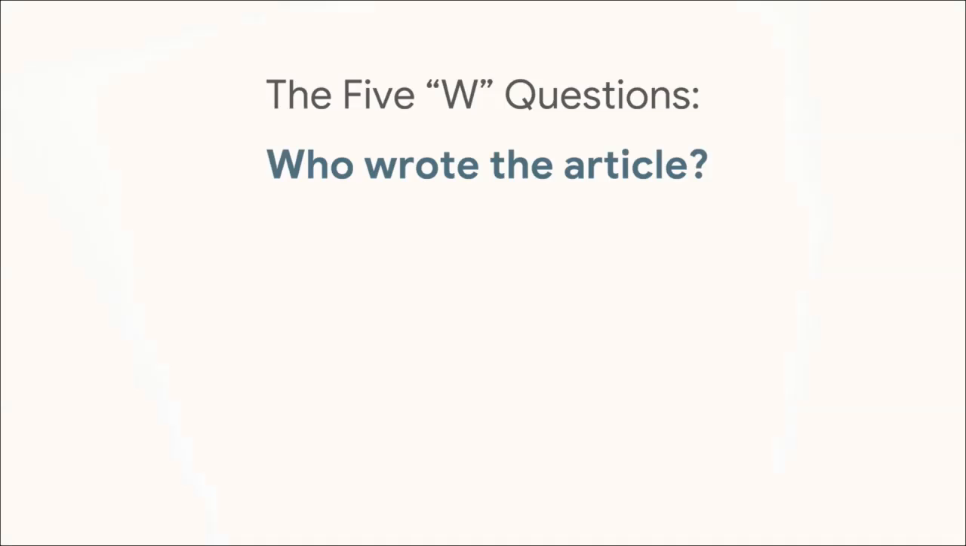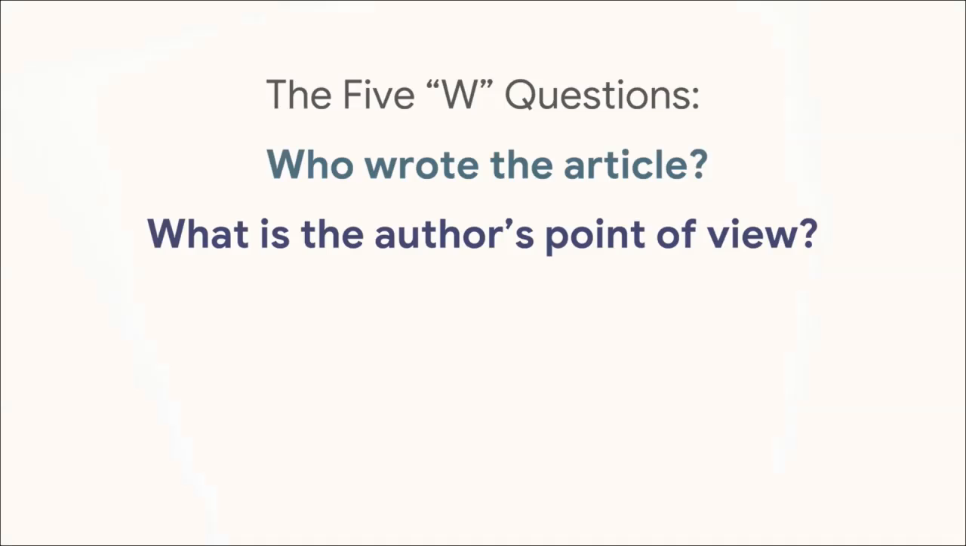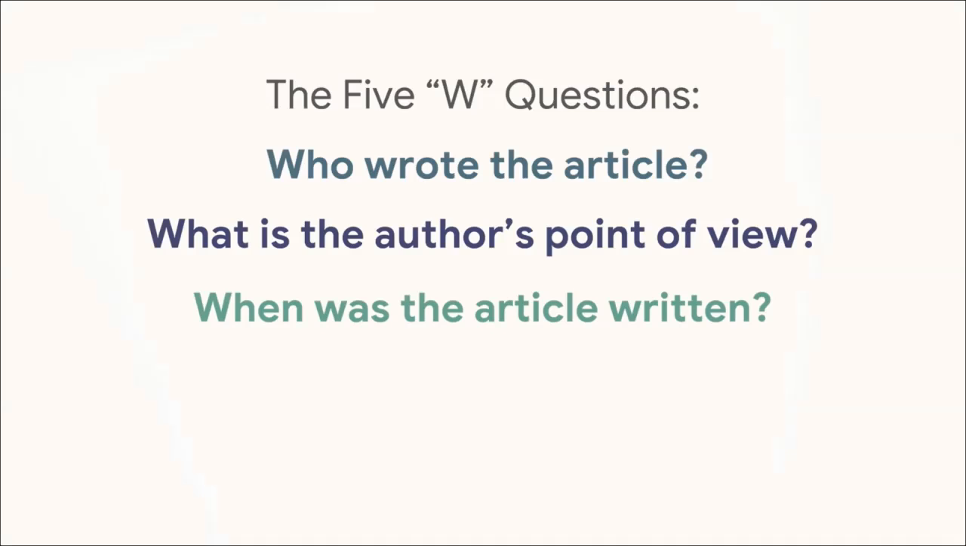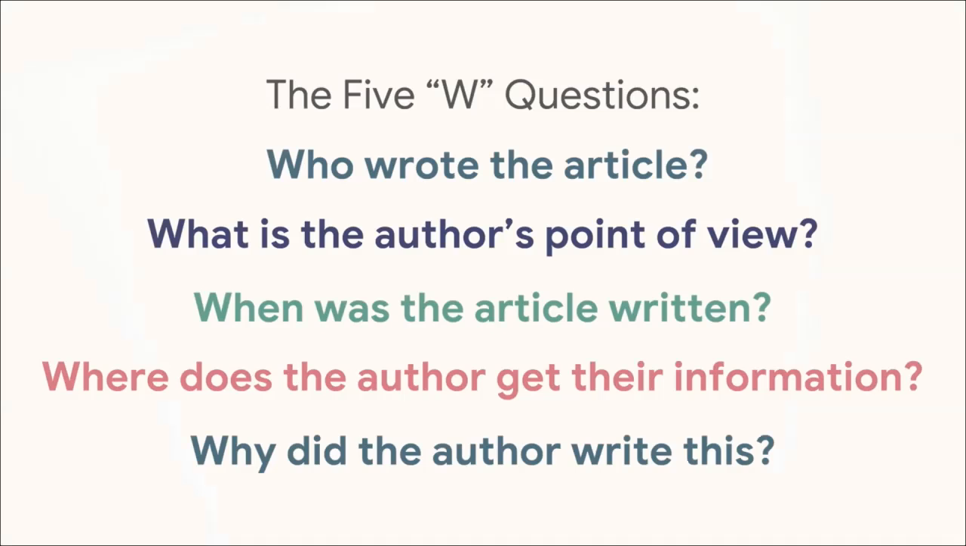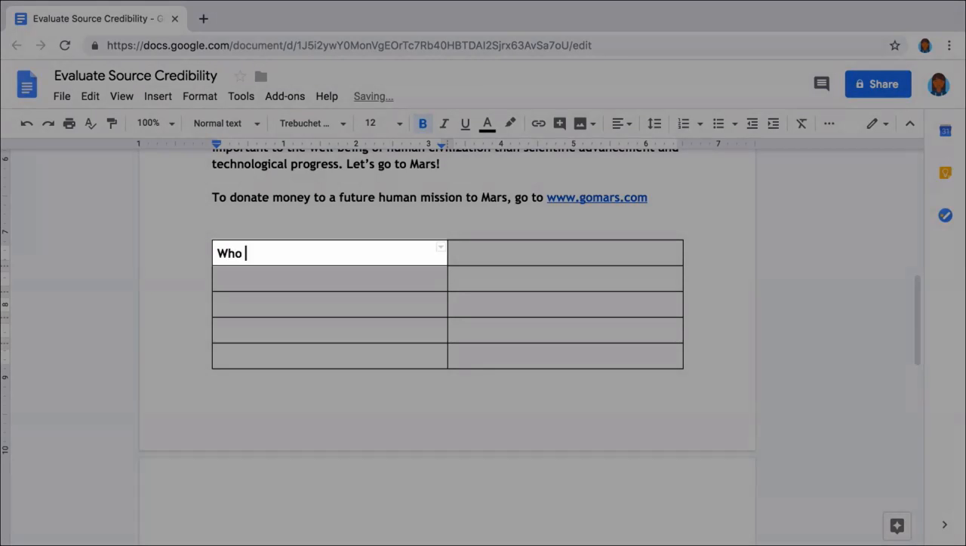In every type of content you see and read online, there are clues about credibility. There are 5 key W questions you can ask yourself when investigating any new topic or evaluating the credibility of an article. Who wrote the article? What is the author's point of view? When was the article written? Where does the author get their information? And why did the author write this? In this lesson, you will use the 5 W's to evaluate the credibility of an online article.